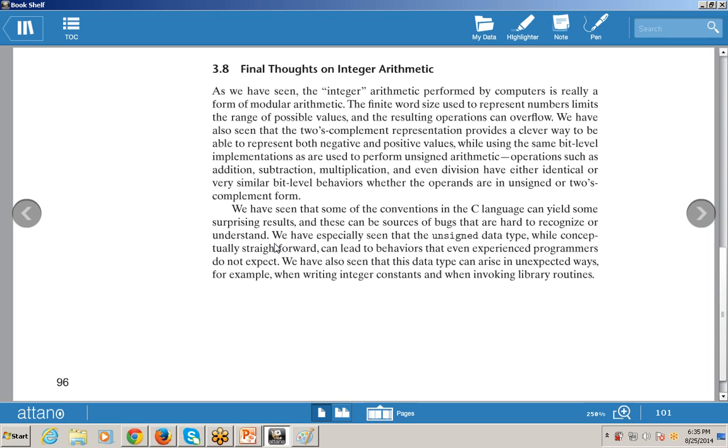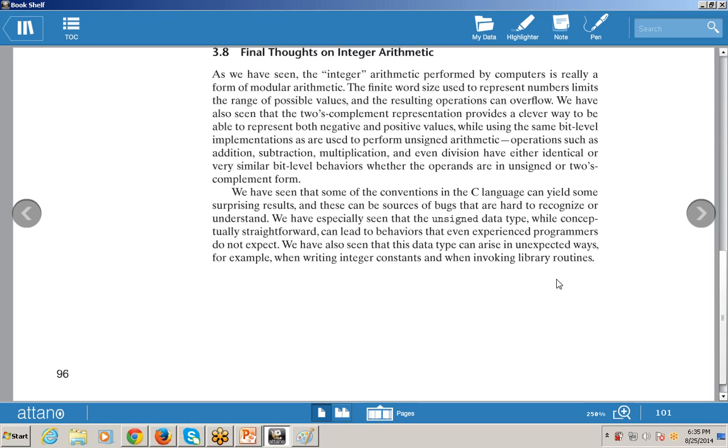So we have used only the unsigned data type. We have especially seen that the unsigned data type, while conceptually straightforward, can lead to behavior that even experienced programmers do not expect. We have also seen that this data type can arise in unexpected ways. Whenever we use unsigned integers, this gives errors in some way to the programmers, for example, when writing integer constants and when invoking library routines.